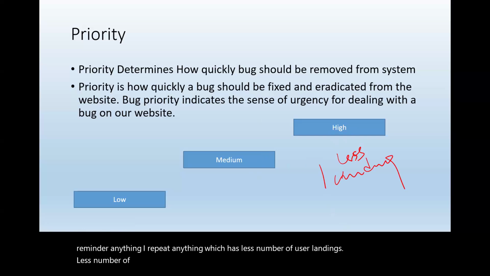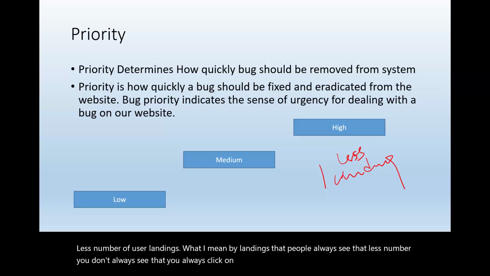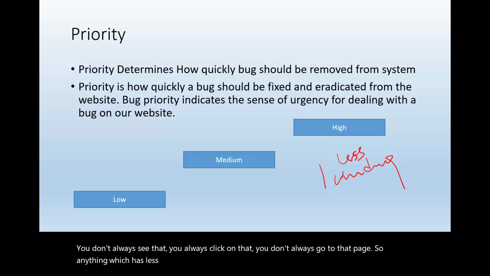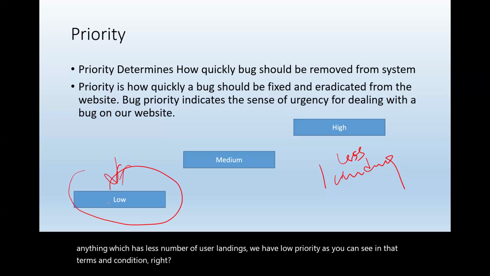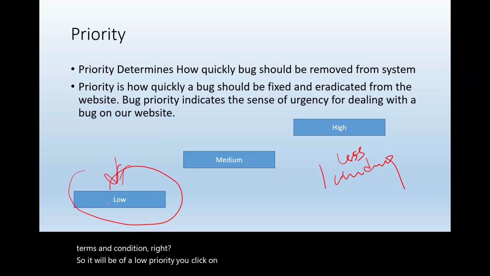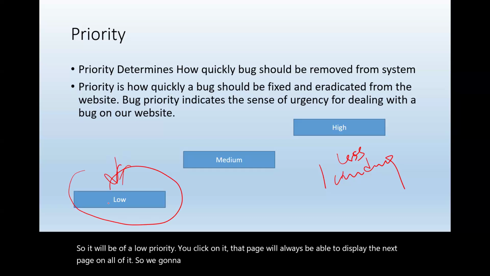What I mean by landing is that people don't always see that, they don't always click on that, they don't always go to that page. So anything which has less number of user landings, we have low priority. As you can see in that terms and conditions, it will be of a low priority. You click on it, that page will not be able to display the next page or all those things. So it's going to be of a low priority.